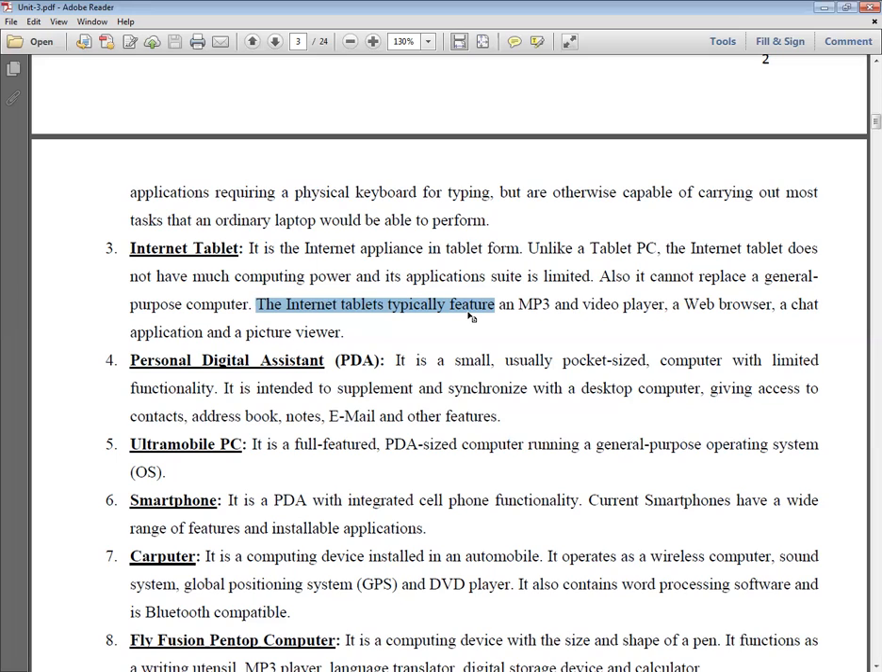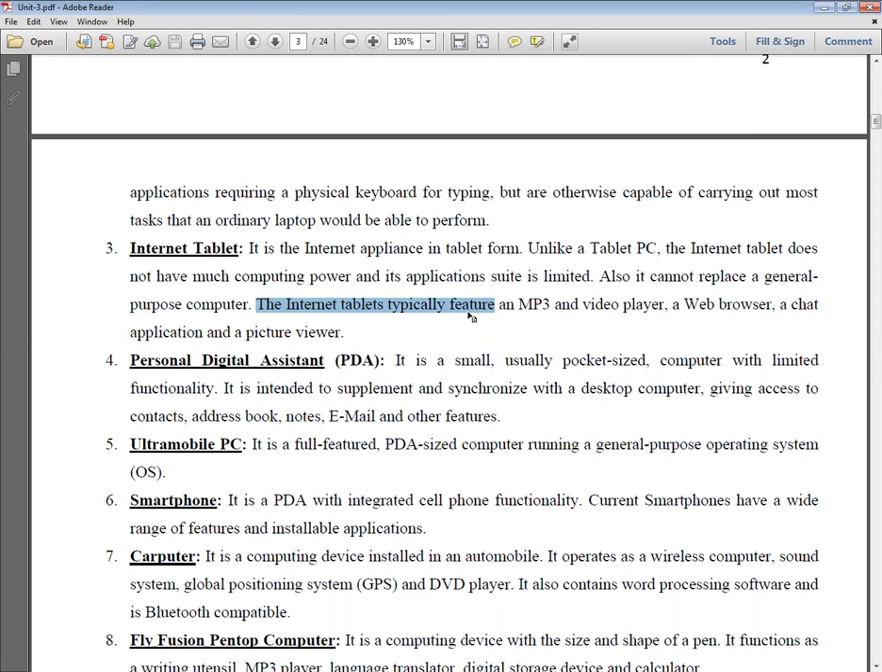So the advantage of this particular internet tablet is it has the MP3 feature. That means we can hear a song, we can see a movie, we have a web browser available in it to browse any data, and we have some chat applications also. Previously, at the time of the personal computer, did we have WhatsApp? Did we have any Facebook concepts? There were no chat applications, right? But with the existence of this particular internet tablet, we have them. We can listen to a song, we can watch a movie, we can browse the data by using a web browser, and we can chat by using chat applications also.